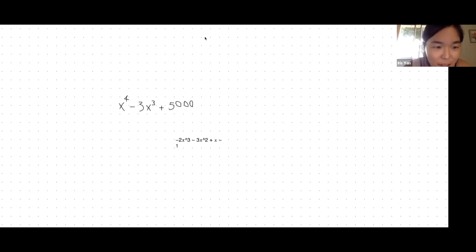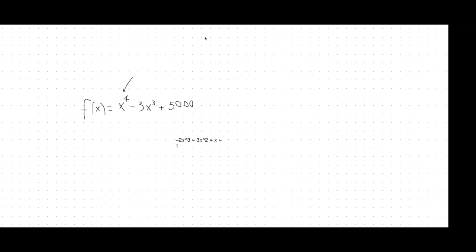Do you see the f of x and new f of x? f of x is x to the fourth power minus 3x cubed plus 5,000. I want to know what's the end behavior of this function. So like I said before, all we need to focus on is the highest power. This is the highest power. It's kind of like politics. Only what the higher power says matters. If you remember that, low power people don't matter at the end.